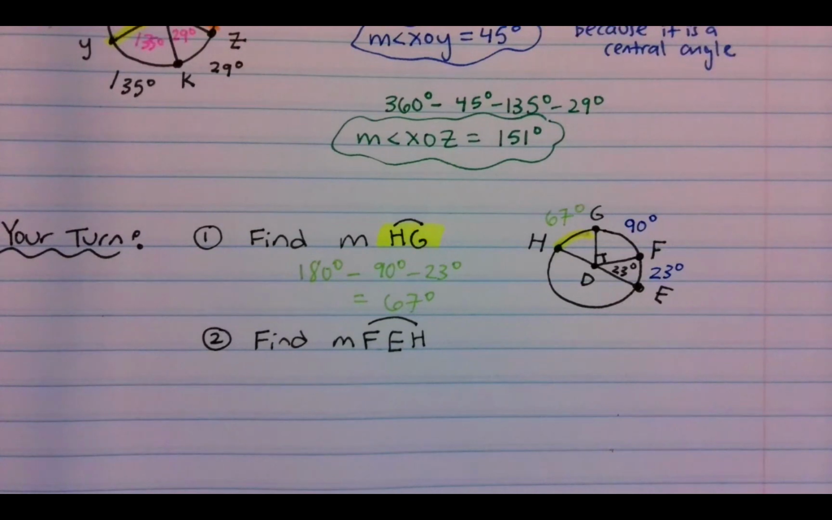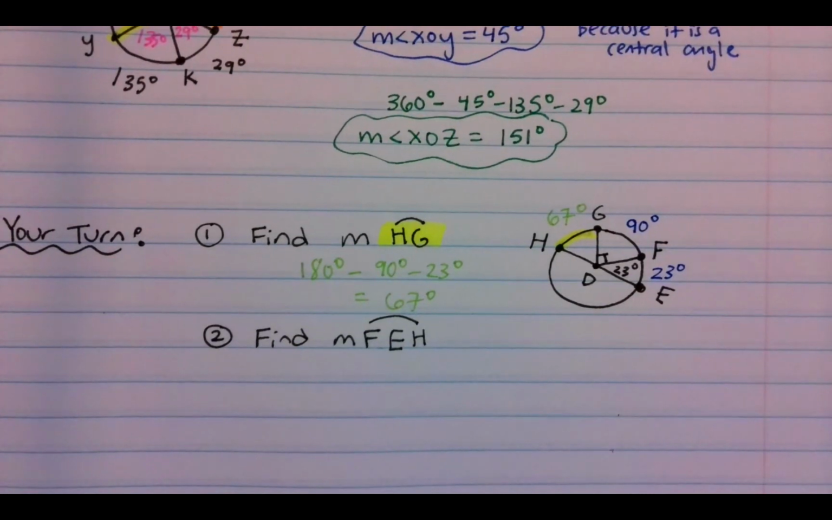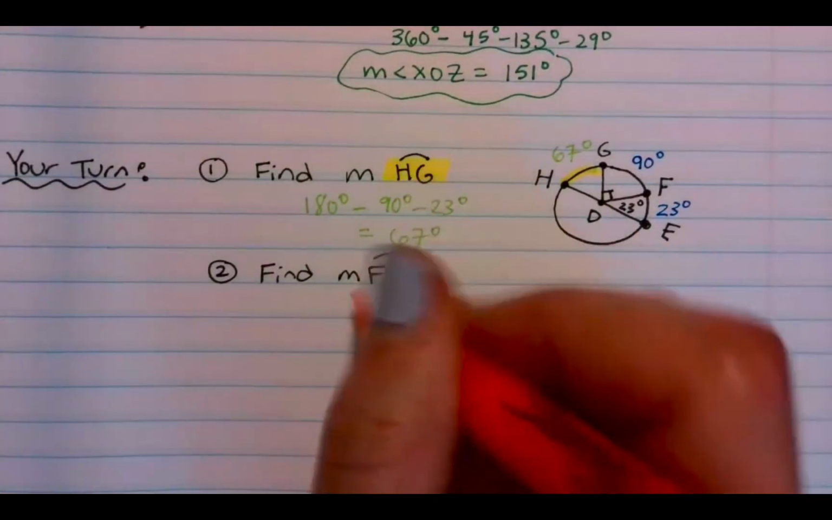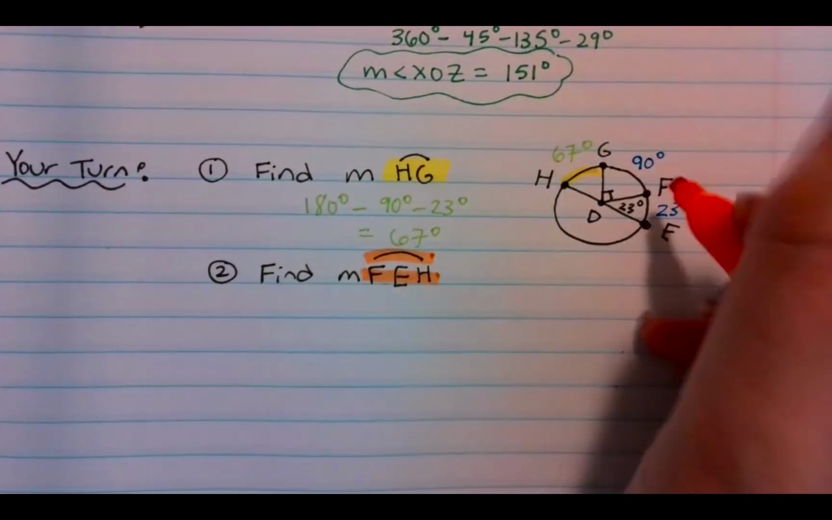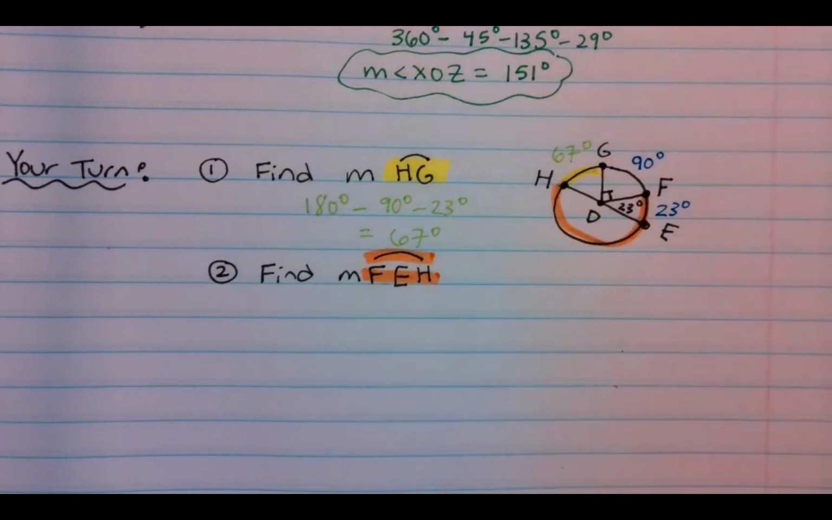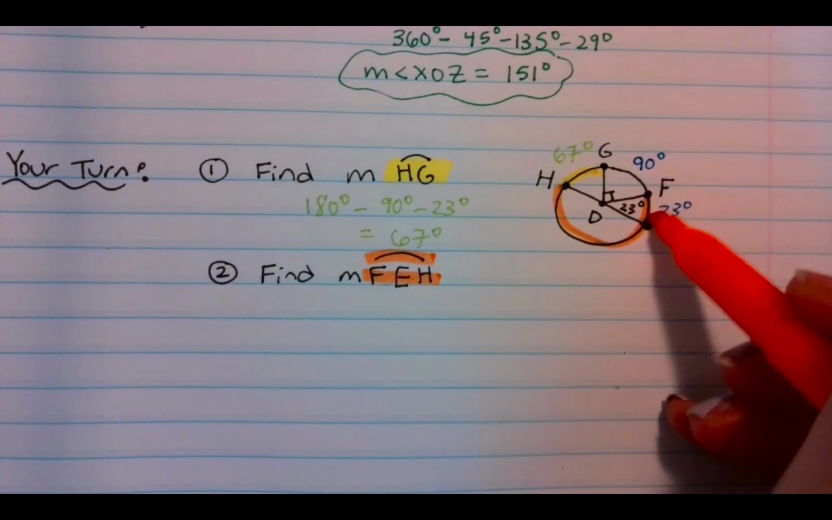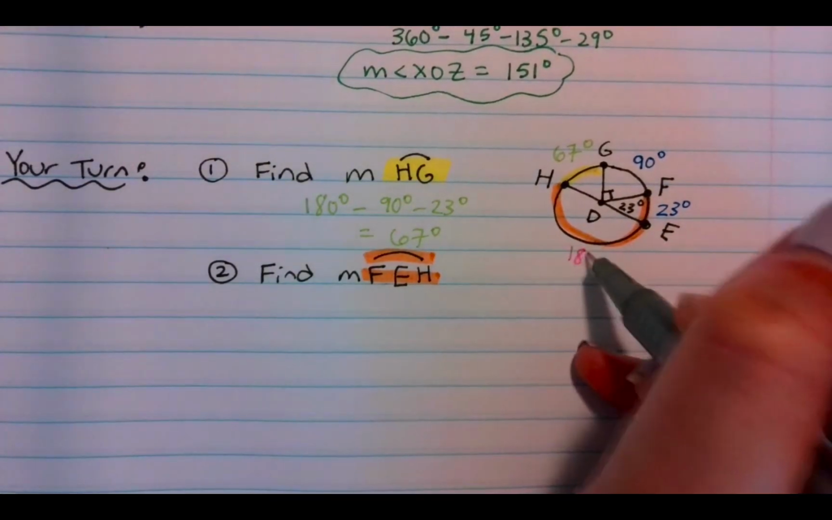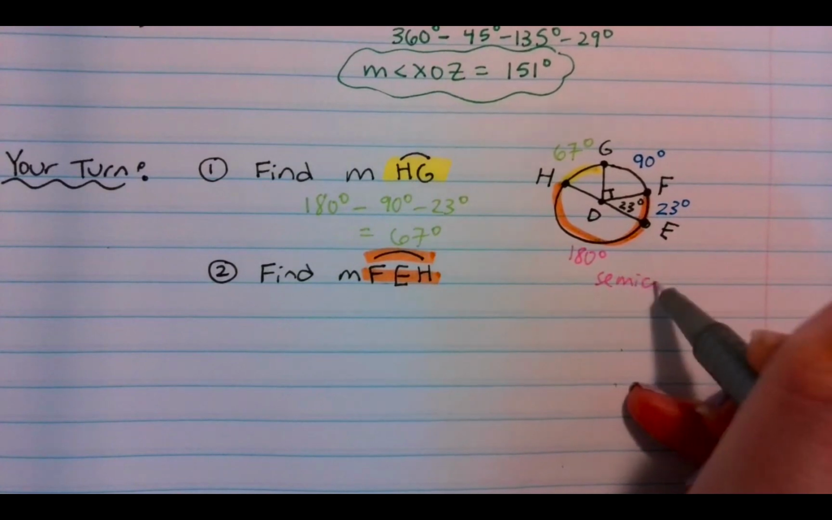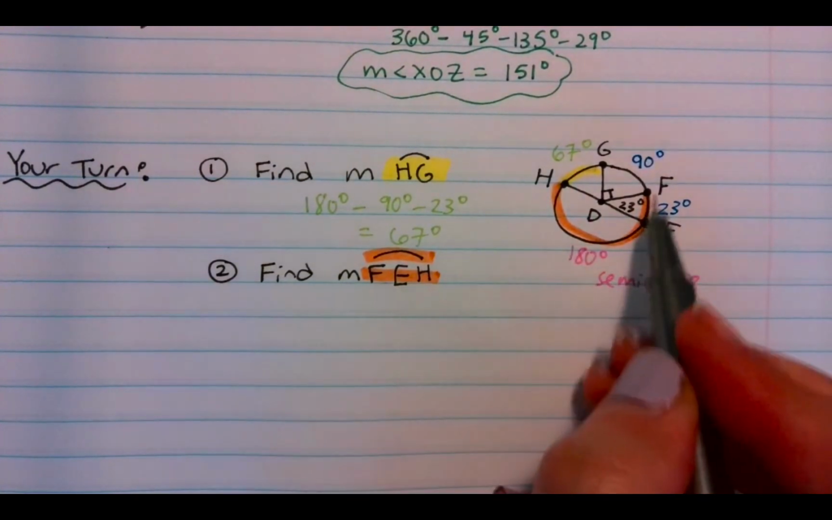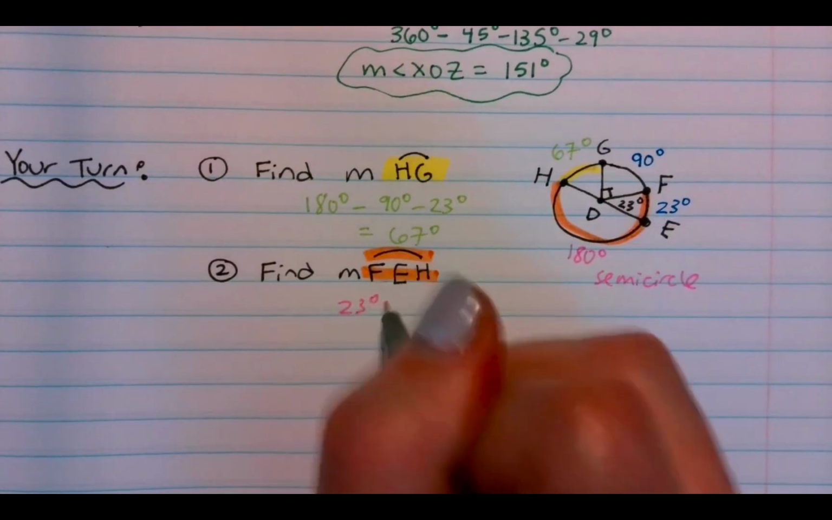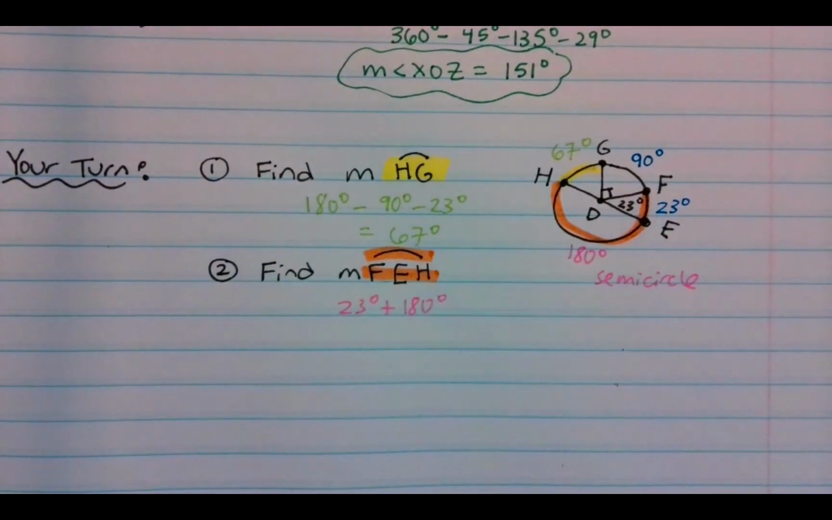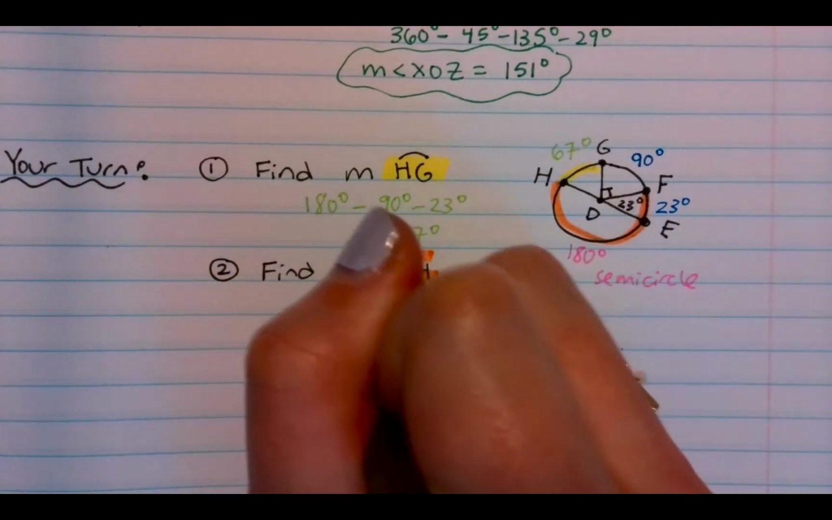Okay, and then try number 2. Find the measure of arc FEH. Alright, well FEH is that arc there, and you'll notice that it's this 23 degrees plus a semicircle. And how much is a semicircle? The semicircle here is 180 degrees. We know that because it's a semicircle. I'll write that down. Okay, so to find FEH, I'm just going to add that 23 on to the 180 that we already know. And that gives us 203 degrees for the measure of arc FEH.